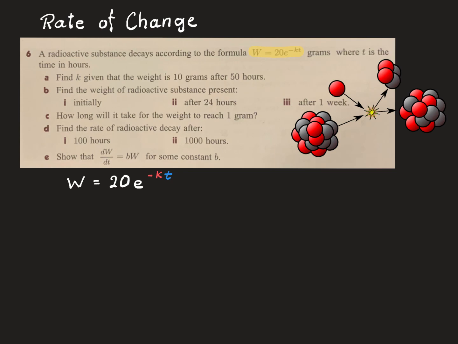This radioactive substance decay problem isn't really a hard one, except that it requires some rearrangement of that formula using logarithmic laws. So we start off by finding the k, given that the weight is 10 grams after 50 hours. Substituting these two values, we have 10 is equal to 20 e to the power of minus 50k. Now rearrange and simplify. We have e to the minus 50k.